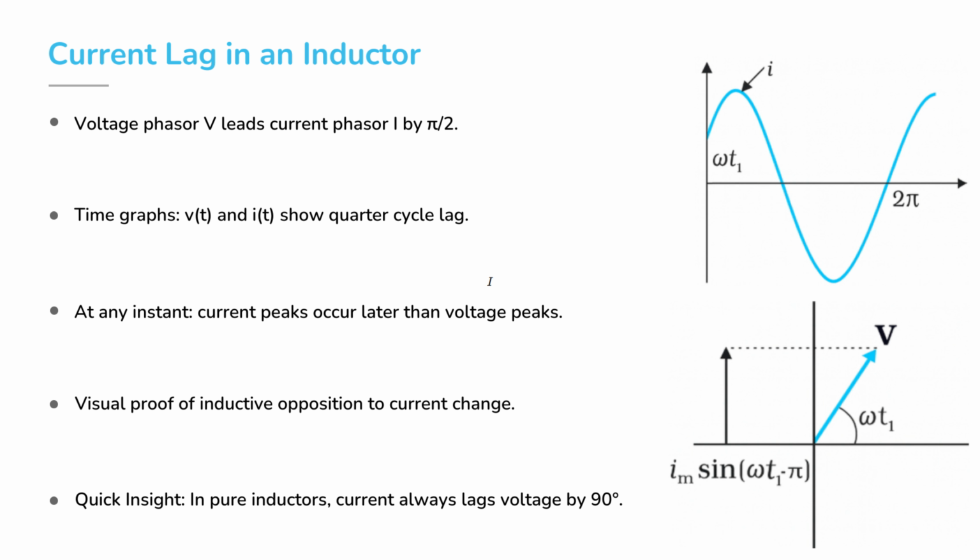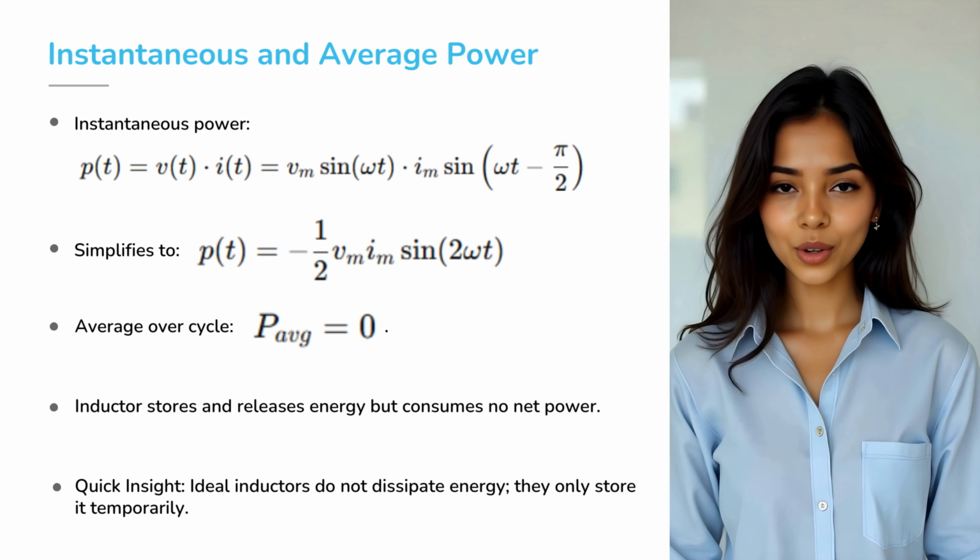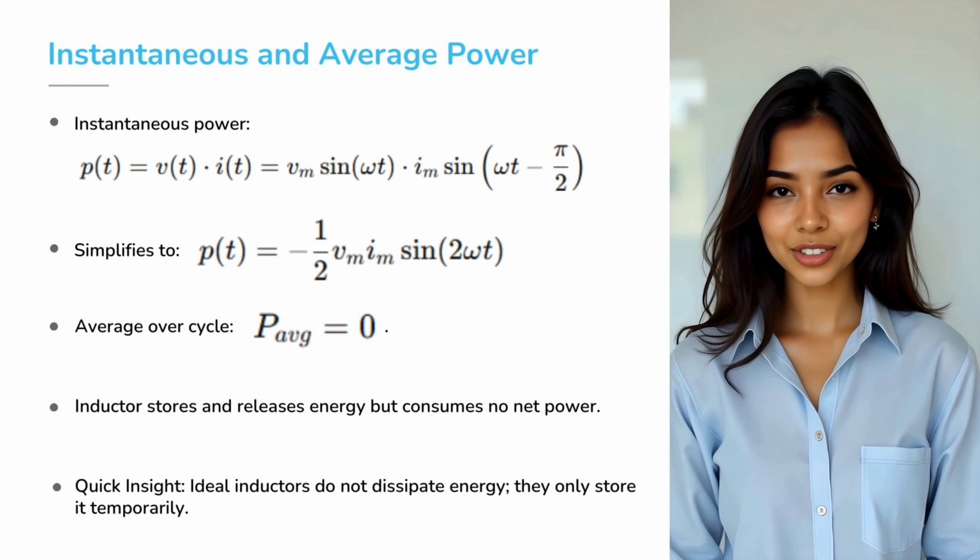The phasor diagram makes this even clearer. The voltage phasor V is ahead, and the current phasor I trails behind by exactly 90 degrees. This visual proof shows how inductors oppose changes in current. So the quick insight here is simple but powerful. In pure inductors, the current always lags the voltage by 90 degrees. This lag is not just theory, it's why inductors are used in tuning circuits, filters, and power systems where controlling phase is crucial.